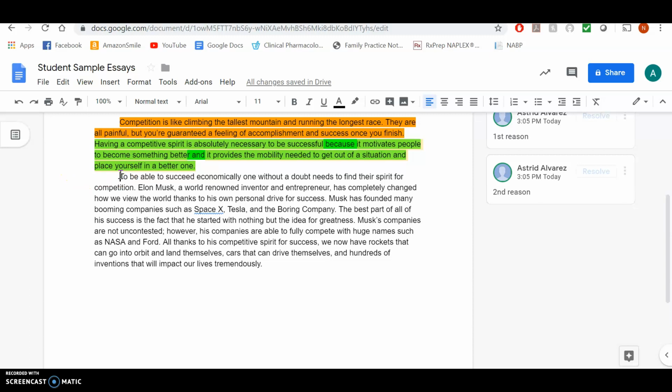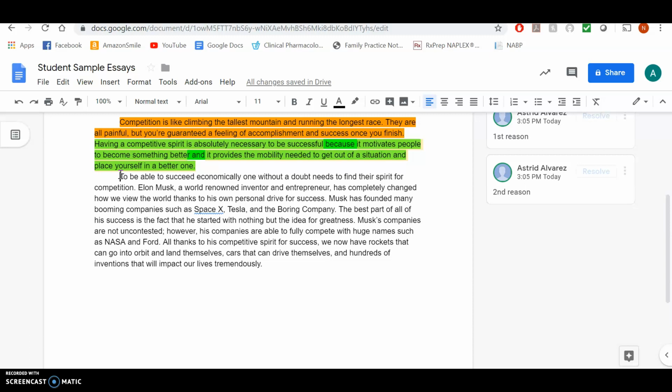To be able to succeed economically, one without a doubt needs to find their spirit for competition. Elon Musk, a world-renowned inventor and entrepreneur, has completely changed how we view the world thanks to his own personal drive for success. Musk has founded many booming companies such as SpaceX, Tesla, and The Boring Company. The best part of all of his success is the fact that he started with nothing but the idea for greatness. Musk's companies are not uncontested. However, his companies are able to fully compete with huge names such as NASA and Ford.